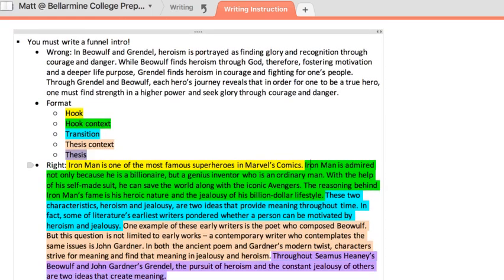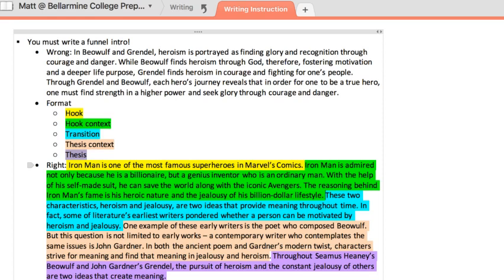Iron Man is admired not only because he is a billionaire, but a genius inventor who is an ordinary man. With the help of his self-made suit, he can save the world along with the iconic Avengers. Okay, this is rather weak hook context. This last sentence here is what kind of saves us. The reasoning behind Iron Man's fame is his heroic nature and the jealousy of his billion-dollar lifestyle. Okay, so he's talking less about what Iron Man cares about and more why people like Iron Man, his heroism, and people feel jealousy, and that's sufficient to give people meaning.